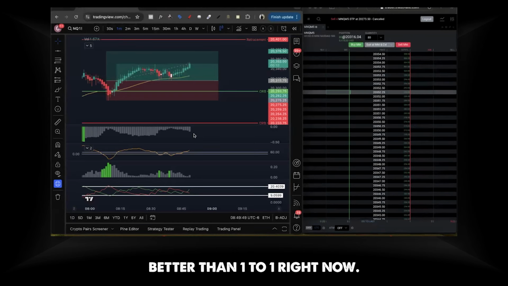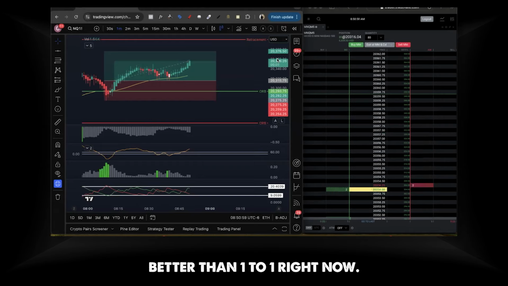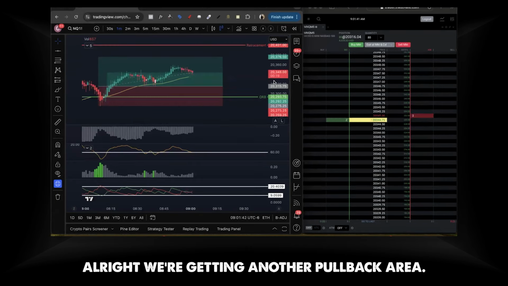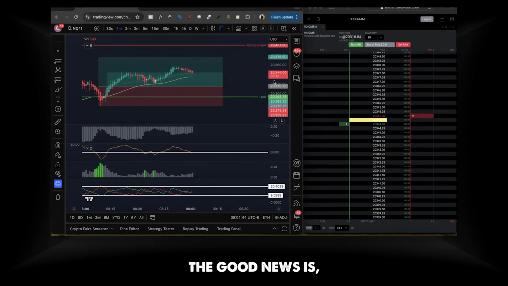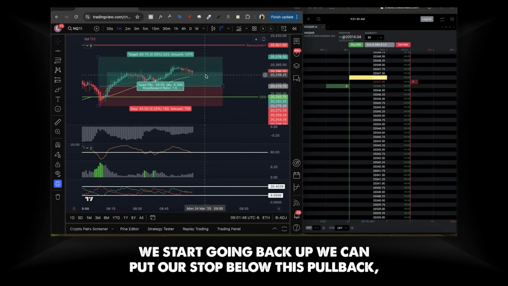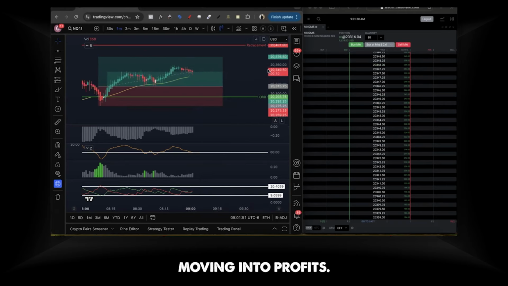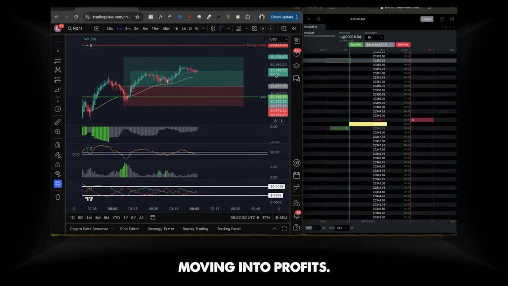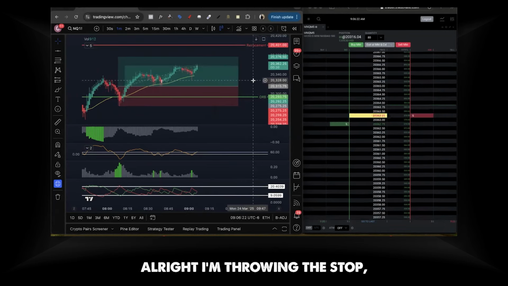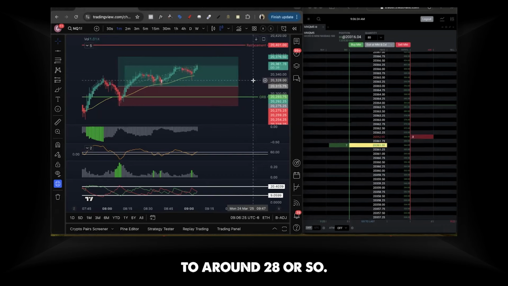We're at our 1-to-1 right now. All right, we're in another pullback area. The good news is if we start going back up, we can put our stop below this pullback, moving into profits. Yo, what was that? I'm throwing the stop to around 28 or so.